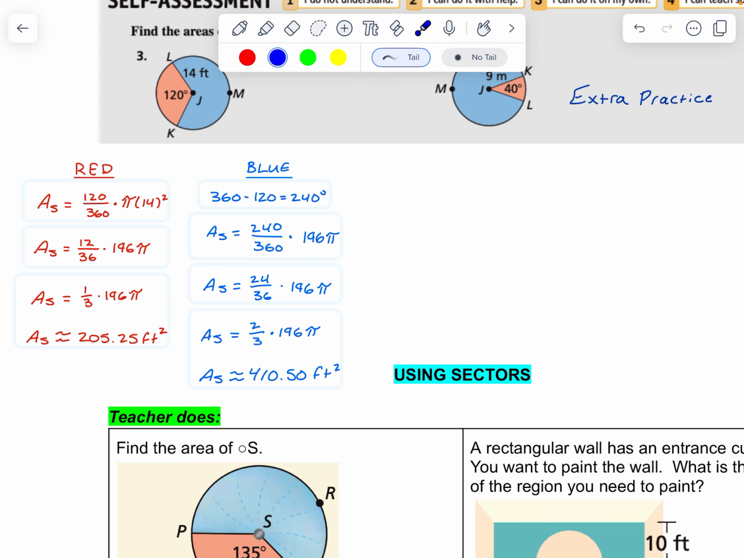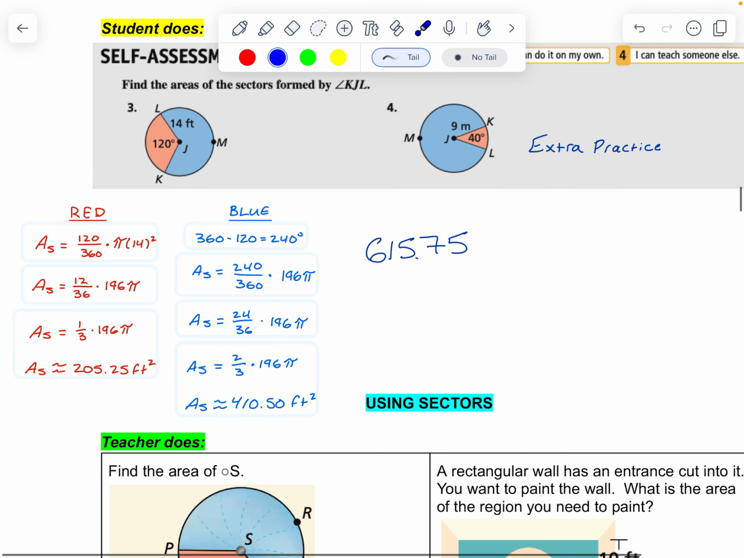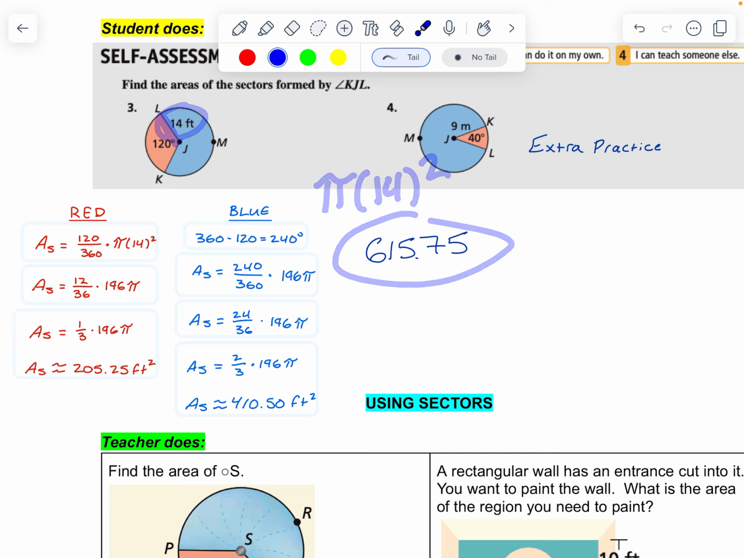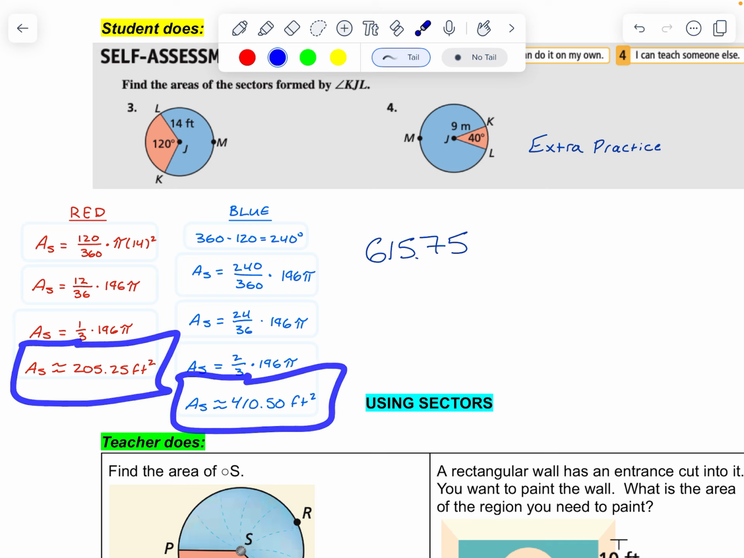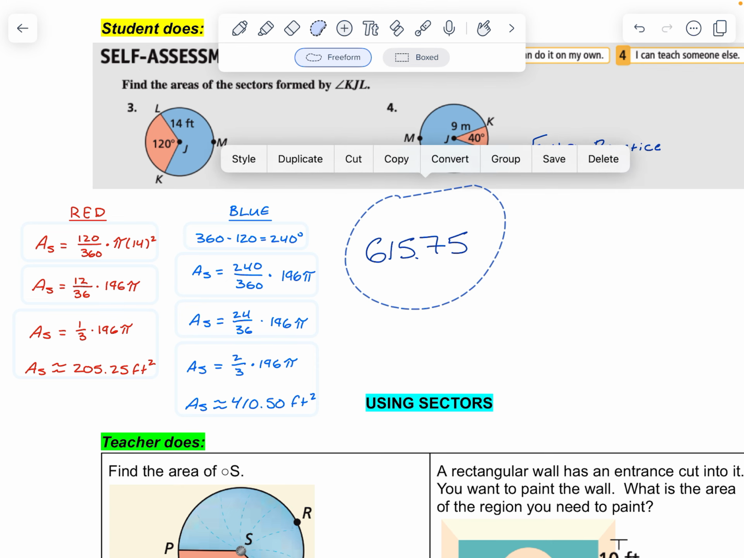410.50 feet squared. If I checked the actual area for the entire circle, which in this case is 615.75, I just know that off the top of my head. No, the radius is 14. pi times 14 squared is 615.75. These two add up to exactly 615.75. Good way to check myself.